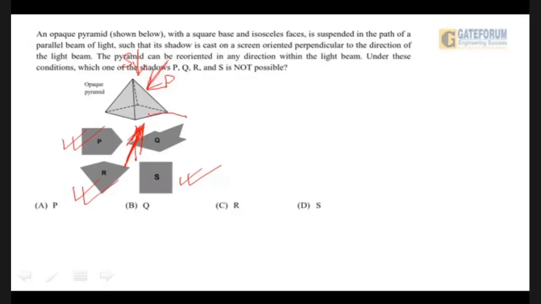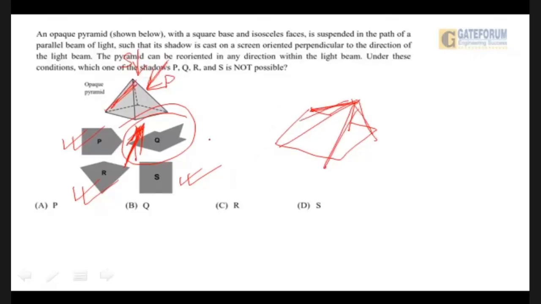But then how can this be possible, wherein this shadow comes like this? That is never possible, because these bases are actually joined to the ends. So the shadow that will be cast will also be cast from the ends only. I hope you understand. So this was a simple choice, that option Q is the answer.